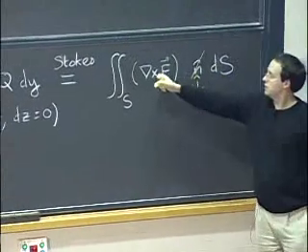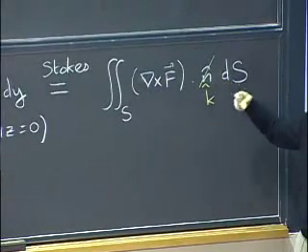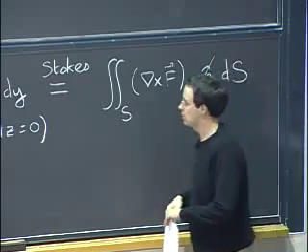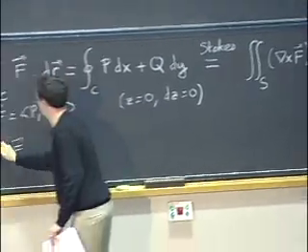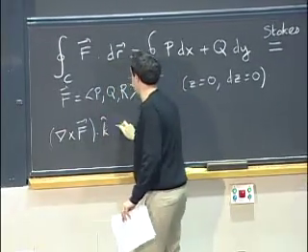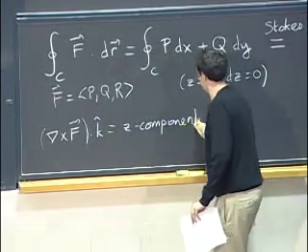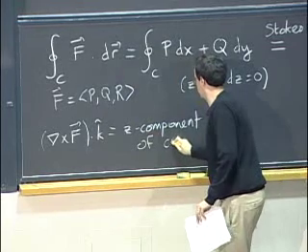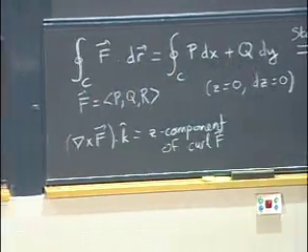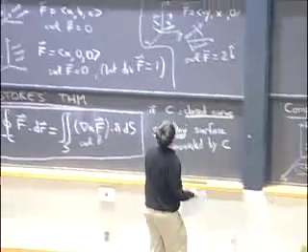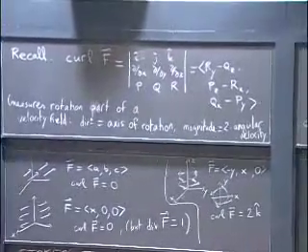So I'm going to replace my normal vector by k hat. That means actually I will be integrating curl F dot k. That means I'm integrating the z component of curl. Okay, so let's look at curl F dot k. That's the z component of curl F. And what's the z component of curl? Well, I conveniently still have values up there. It's Q sub x minus P sub y.